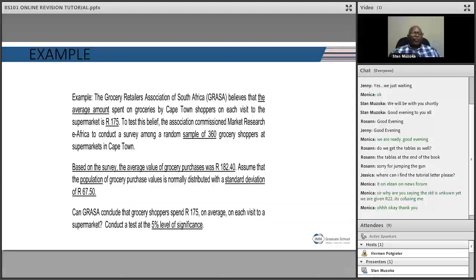An example: the Grocery Retailers Association of SA believes that the average amount spent on groceries by Cape Town shoppers on each visit to the supermarket is 175 Rand. The average amount spent is 175 Rand. To test this belief, the association commissions market research in Africa to conduct a survey among a random sample of 360 grocery shoppers at supermarkets in Cape Town.